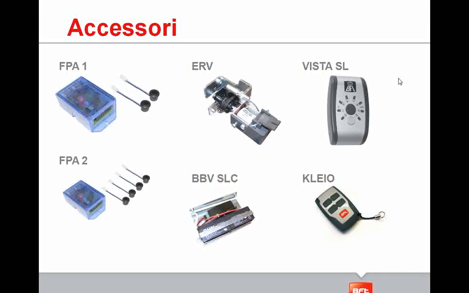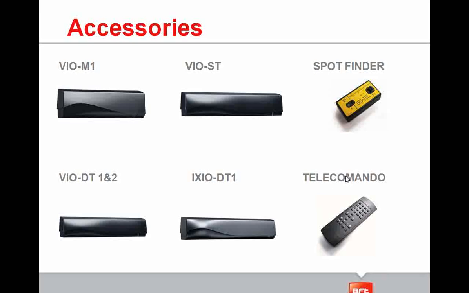Then these are some accessories that you can add to your Vista TL. It is like the same that you can install to the Vista SL and Vista SLC: the photocell, 2 or 4, the electronic lock, the Vista selector, the battery key, and remote controllers like Clio or Mito.